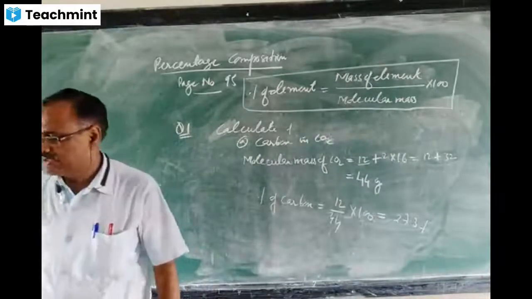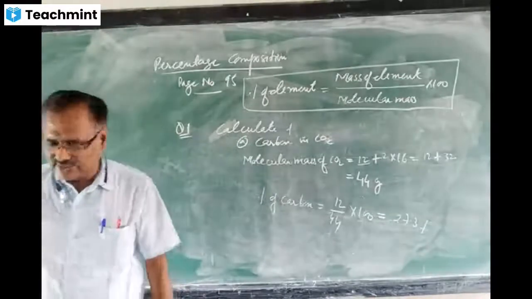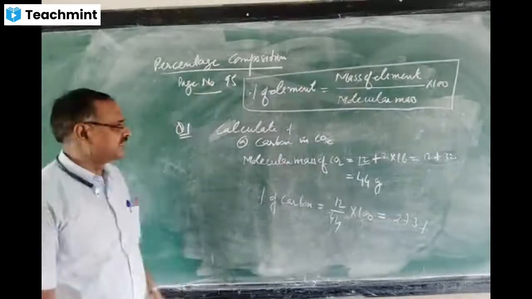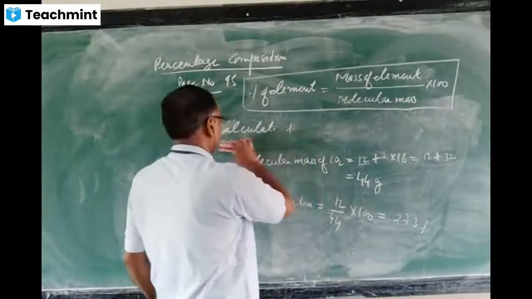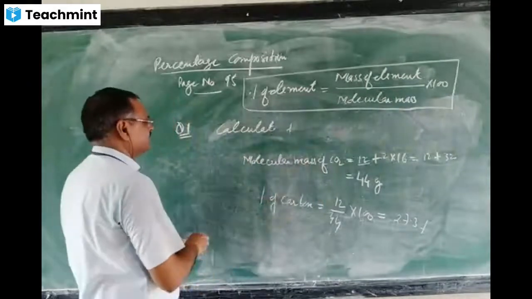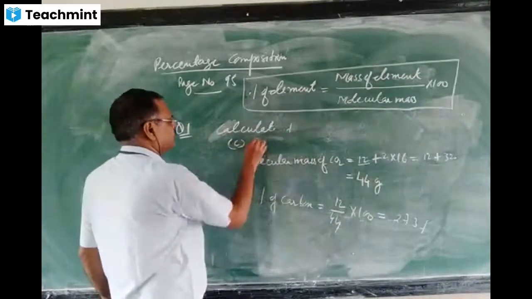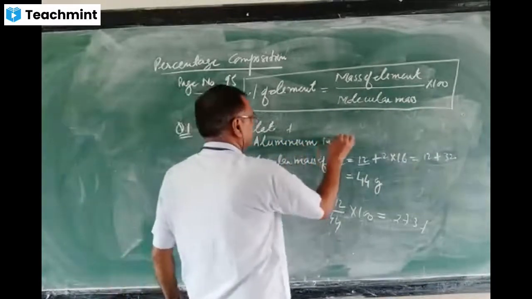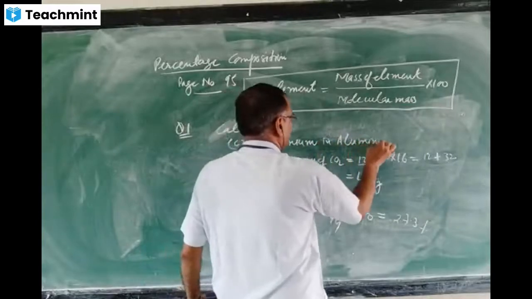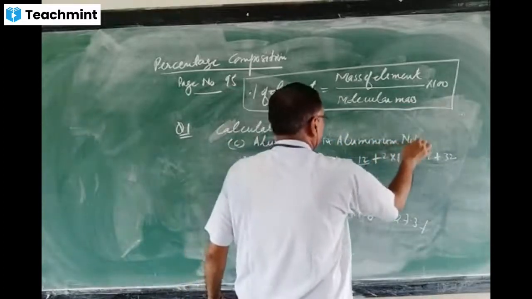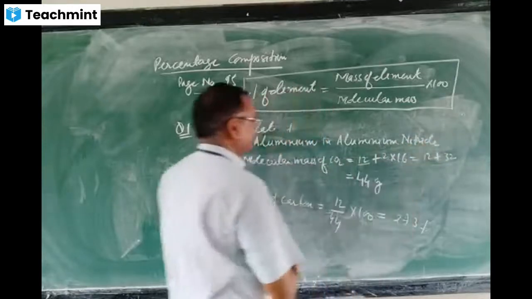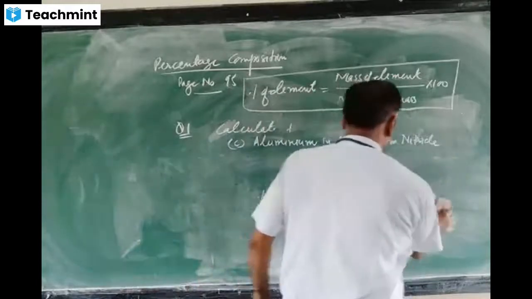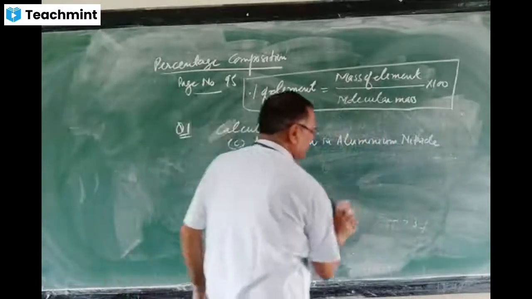Now C, aluminum in aluminum nitride. Calculate the percentage of aluminum in aluminum nitride. So many students don't know the formula of aluminum nitride. If you don't know the correct formula, you cannot solve this numerical problem.